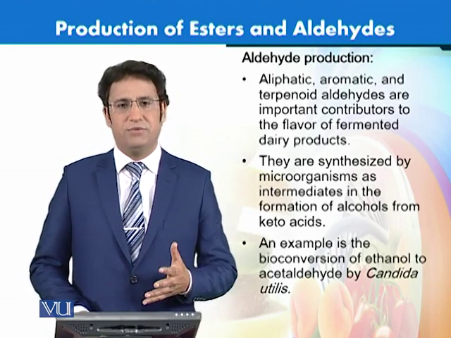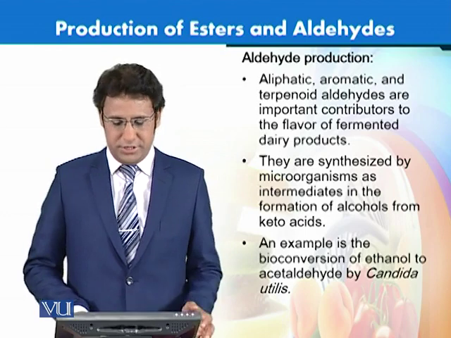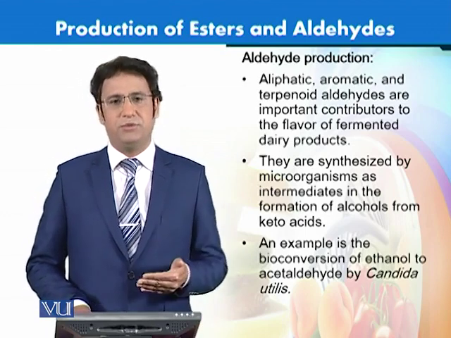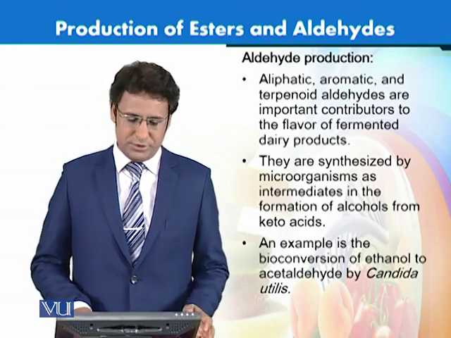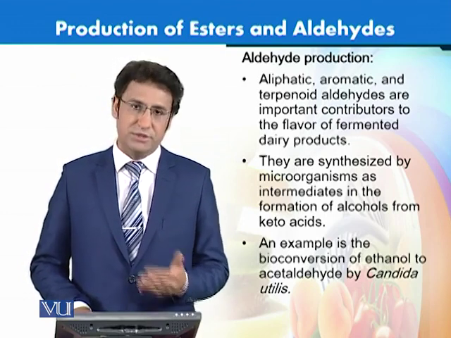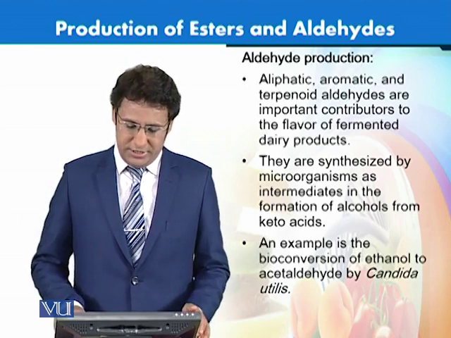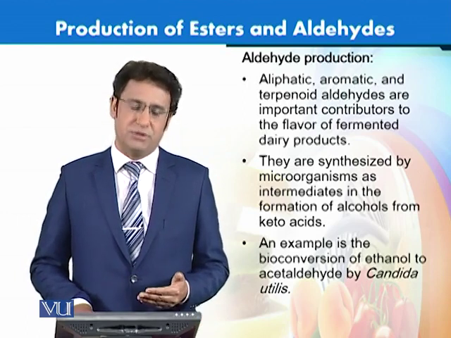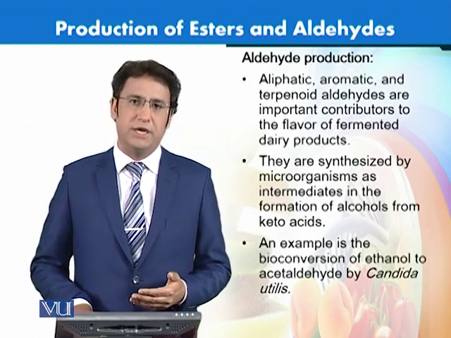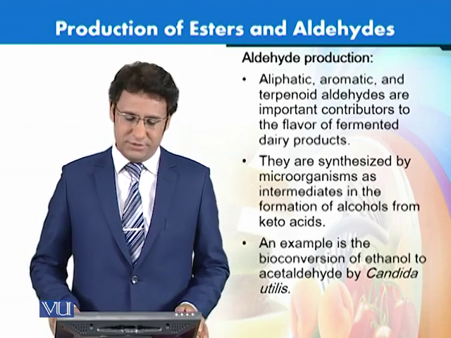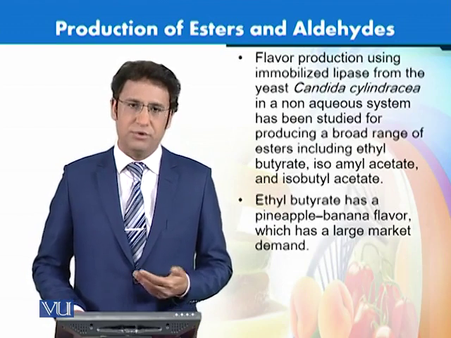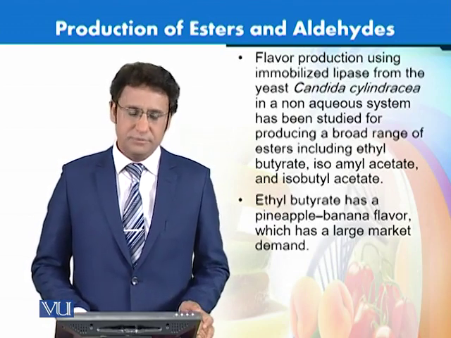So once we are converting these keto acids into alcohols, different intermediates are formed. These intermediates have these flavor compounds, which are produced in the culture medium, and they can be extracted. An example is if you convert bioethanol, the ethanol, to acetaldehyde using Candida utilis, they would produce different flavors, and this can be exploited for flavor production.